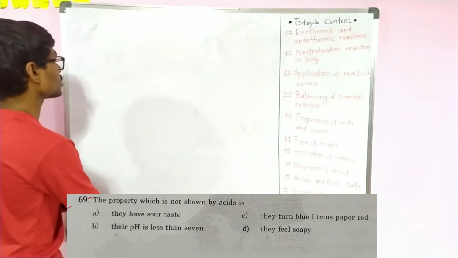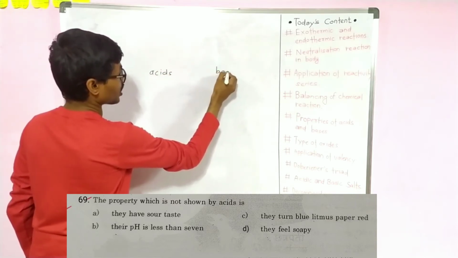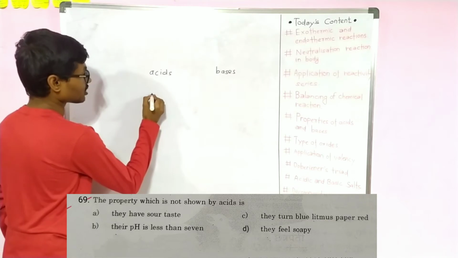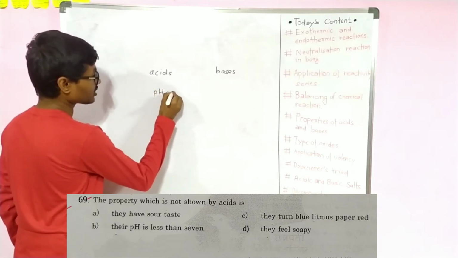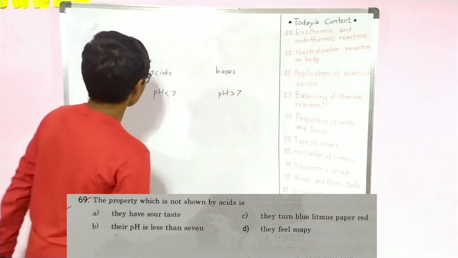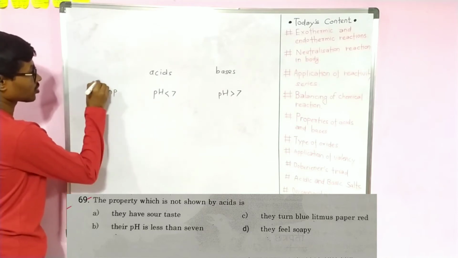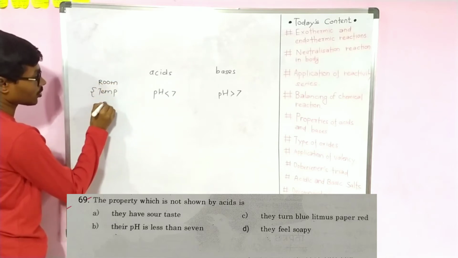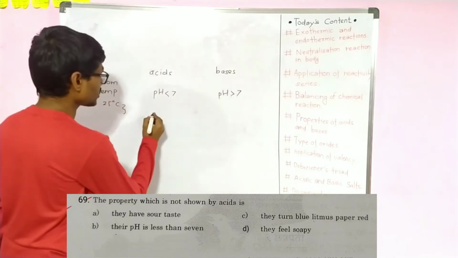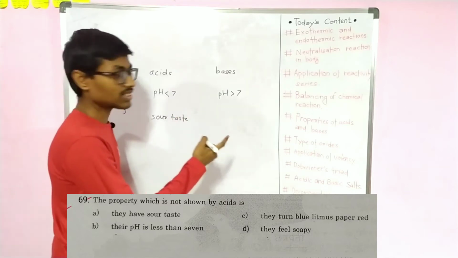Now we divide compounds in 2 categories. One is acids and the other is bases. There are salts also, but we discuss here acids and bases. Now acids have pH less than 7 and bases have pH greater than 7. Remember that this data is for room temperature, for 25 degrees Celsius, this data is correct. Now acids are sour in taste, while bases are bitter.